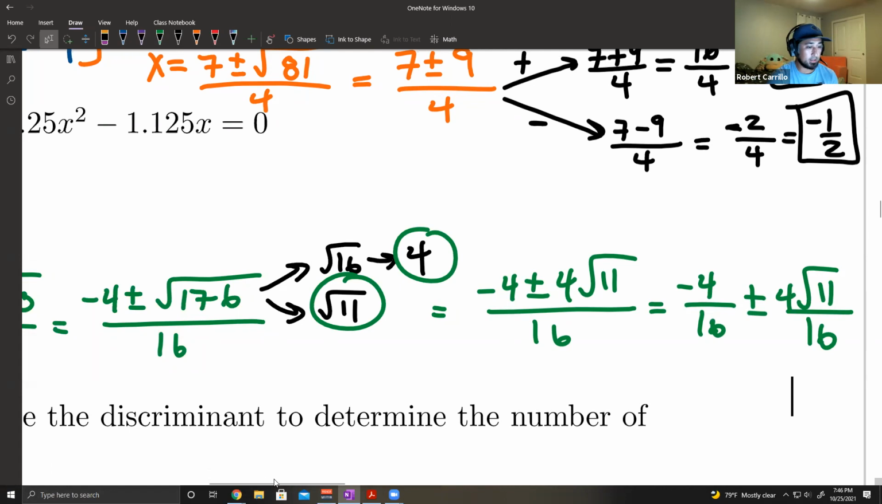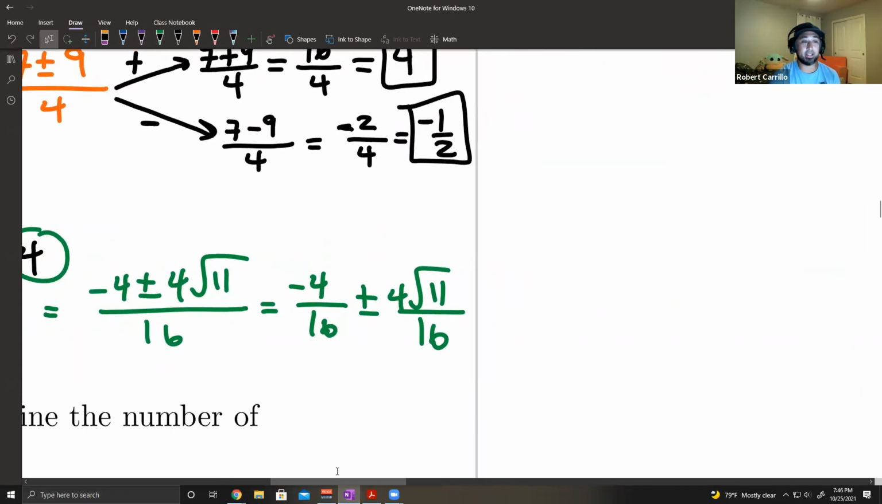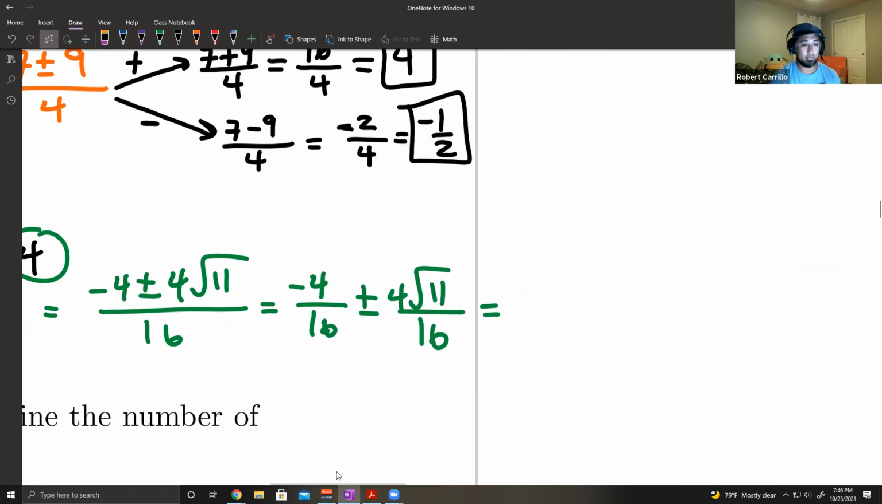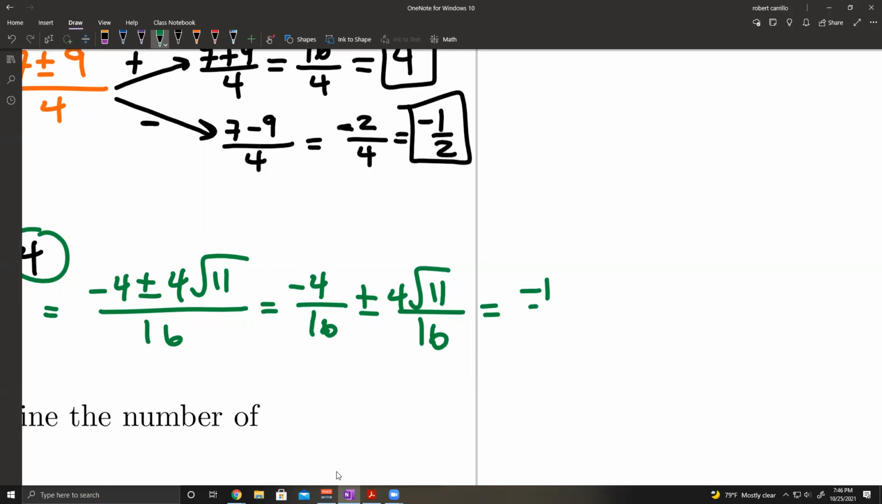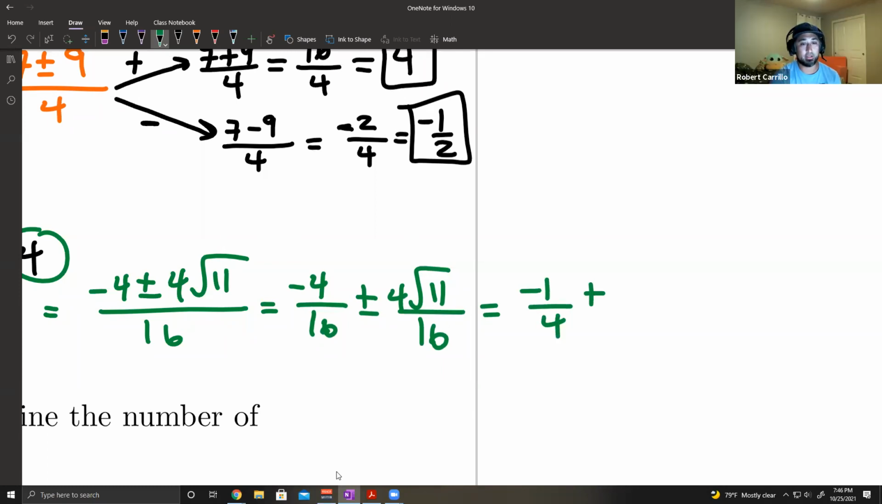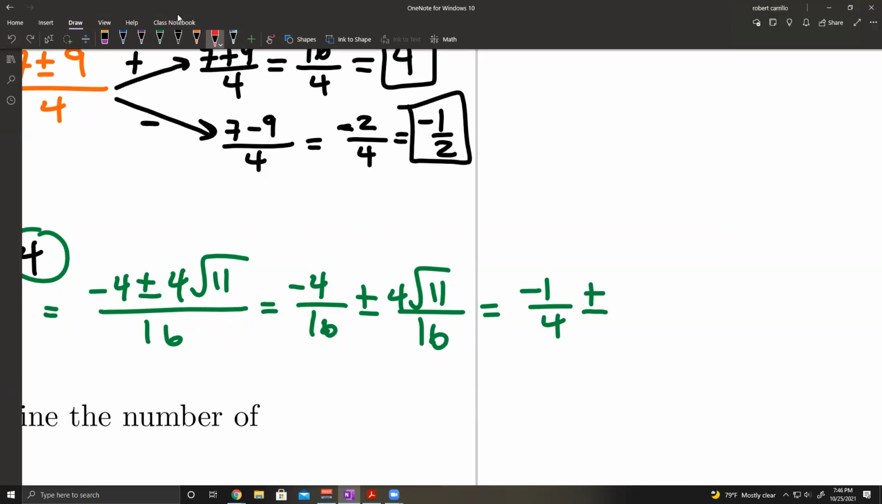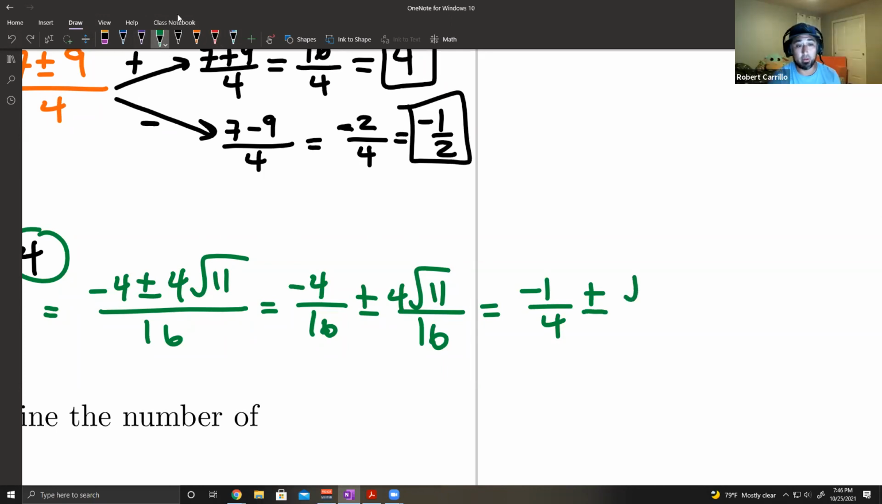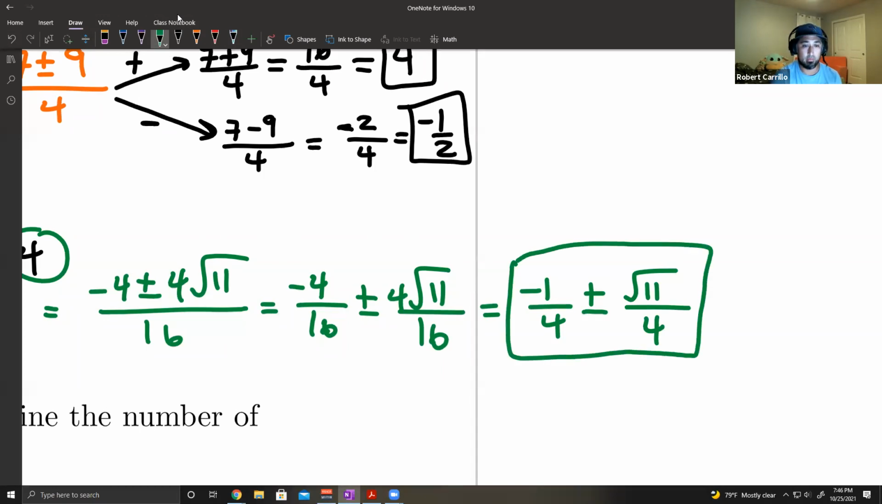And what does -4 over 16 reduce to? -1 over 4 plus or minus, and is that the same situation over here? 4 over 16. Ignore that square root for right now. What does that reduce to? 1 over 4. So this would leave you with square root 11 over 4. There we go.